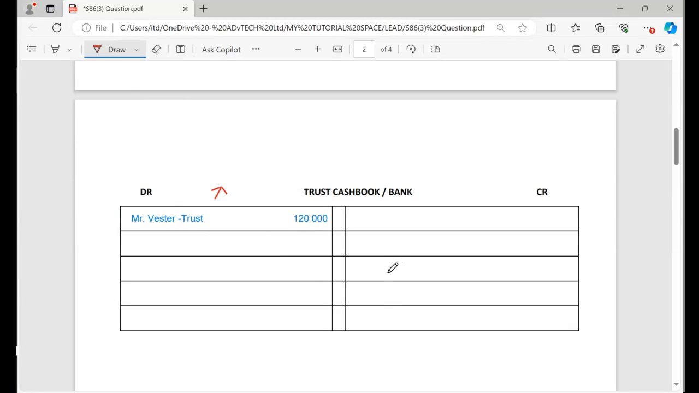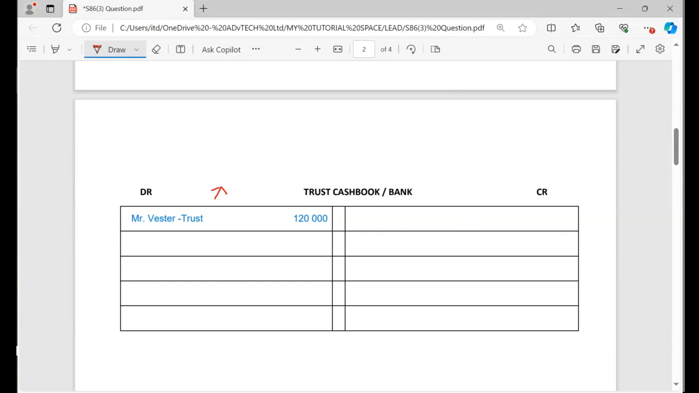But at the same time, we know that this 120 belongs to Mr. Vesta. So Mr. Vesta is our trust creditor. It means we owe him. So we must go and increase our creditor, which is a liability. But the easiest way is that because we took it from the debit side here, we need to take it on the opposite side. Remember the double entry system in accounting. So I know that in Mr. Vesta's account, I must go and record 120 on the opposite side.